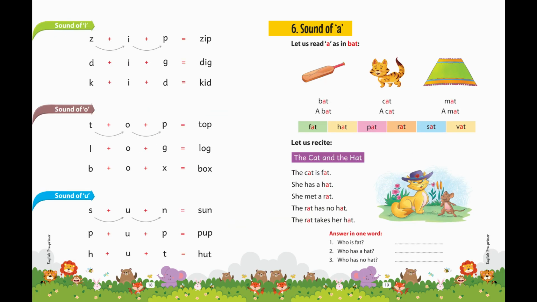Sound of I: zip, dig, kid. Sound of O: top, log, box. Sound of U: sun, pup, hut. Sound of A, as in bat.